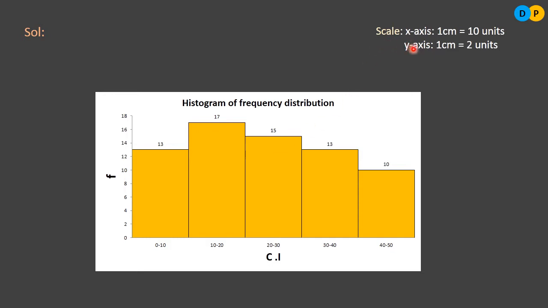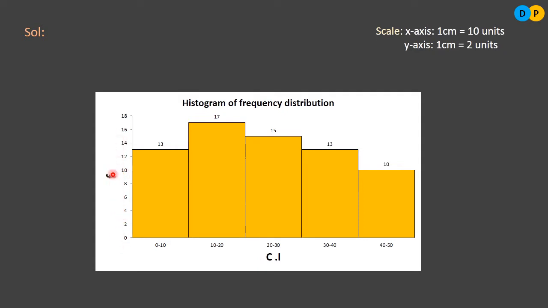First we need to consider the scale, x-axis and y-axis. What does the x-axis indicate in a histogram? Always the x-axis will consider the class interval, that too continuous class intervals. Here it is continuous: 0 to 10, followed by 10 to 20, 20 to 30, 30 to 40, 40 to 50. So always on the x-axis we will be considering the class interval. Next, on the y-axis we will be considering frequencies.